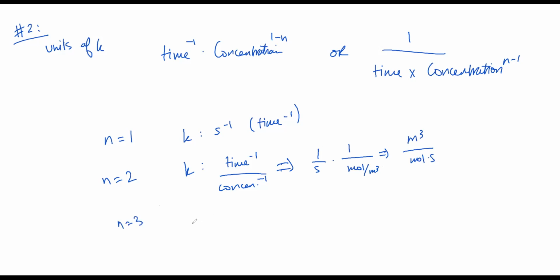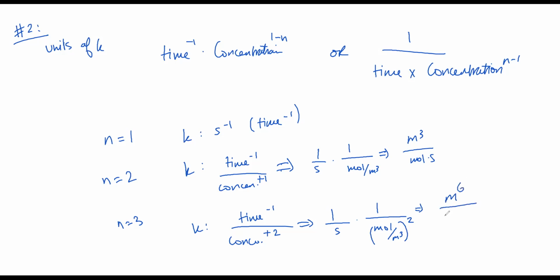If n equals 3, K is going to be time minus 1 over concentration to the power of 1 minus n, so 1 minus 3, minus 2. So basically it will be 1 over s multiplied by 1 over mole per meter cubed, squared, right? Here it's n minus 1 if it's at the bottom. So this will be meter to the 6 over second mole squared, okay?